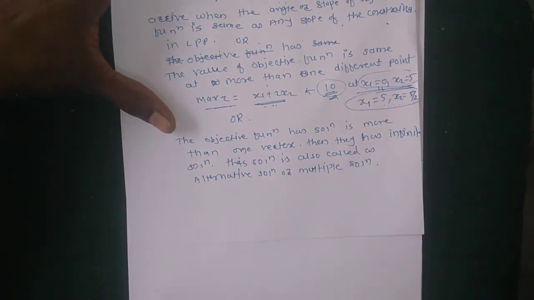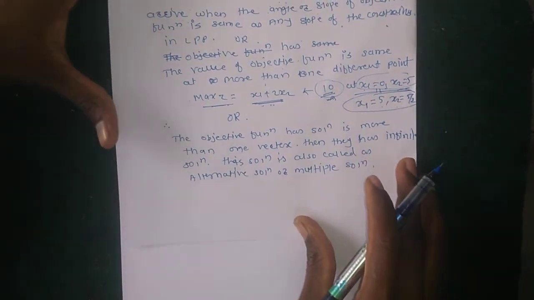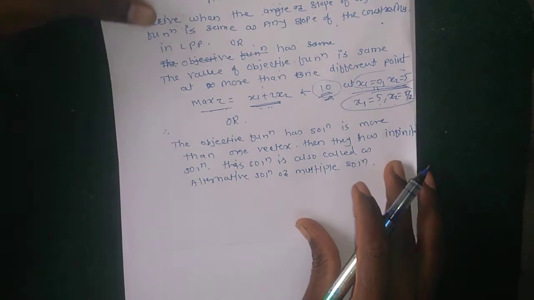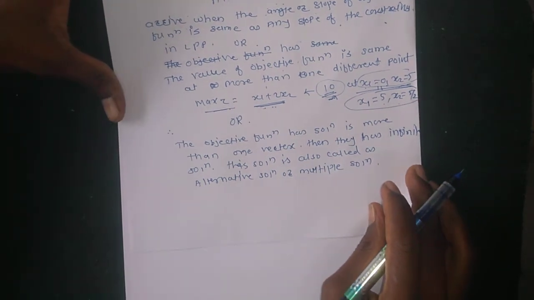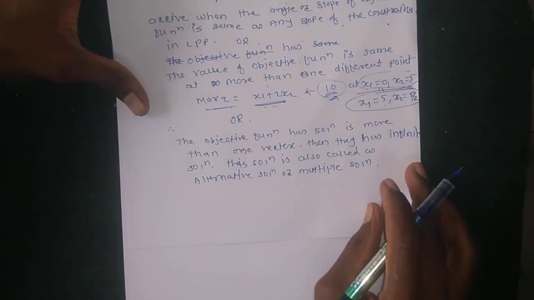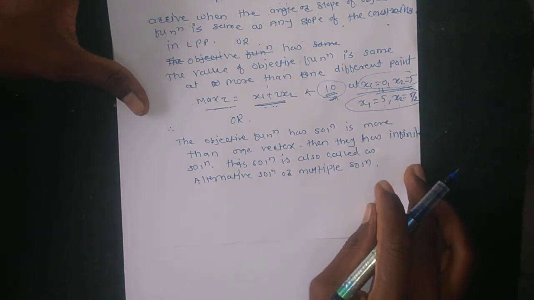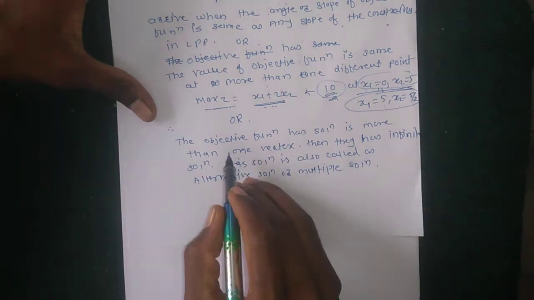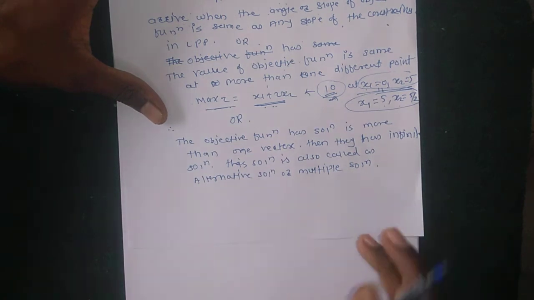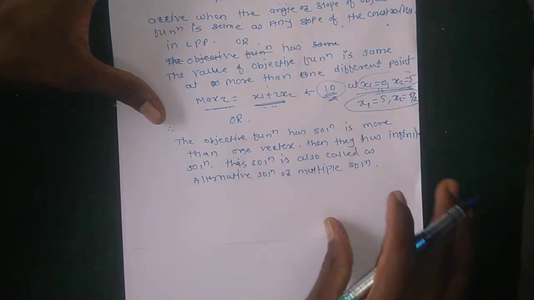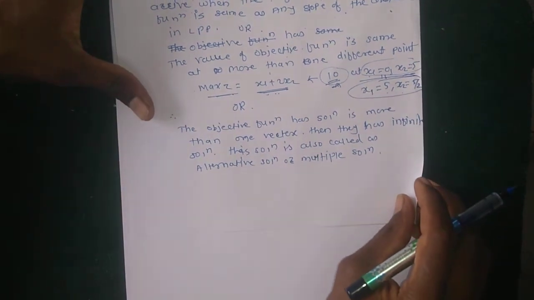If the objective function has a solution at more than one vertex, then we say that the given LPP has an alternative solution.